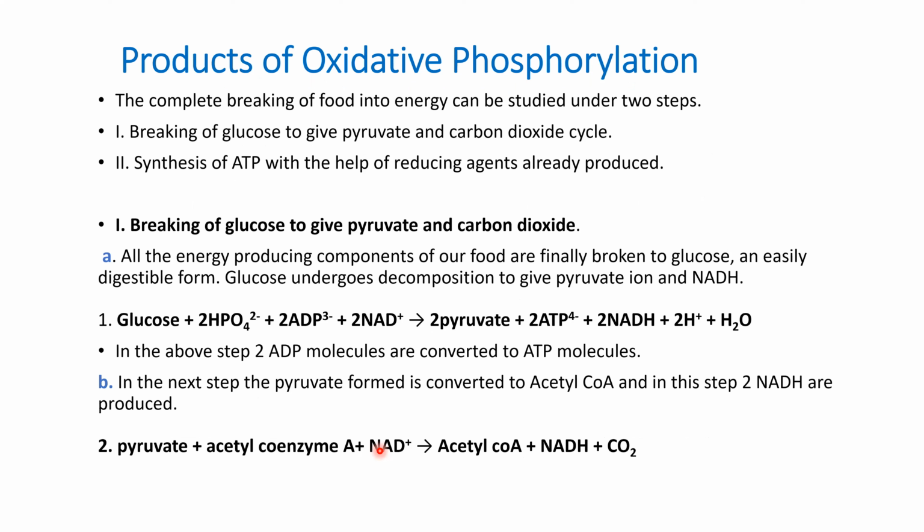So the complete breaking of food into energy can be studied under 2 steps. So energy wise, we have divided it into exergonic and endergonic, but what actually is happening is that the first thing is there is a breaking of glucose to give pyruvate and carbon dioxide. Then the second is the synthesis of ATP with the help of reducing agents already produced. So in the first step, there are further sub steps which I will discuss with you.